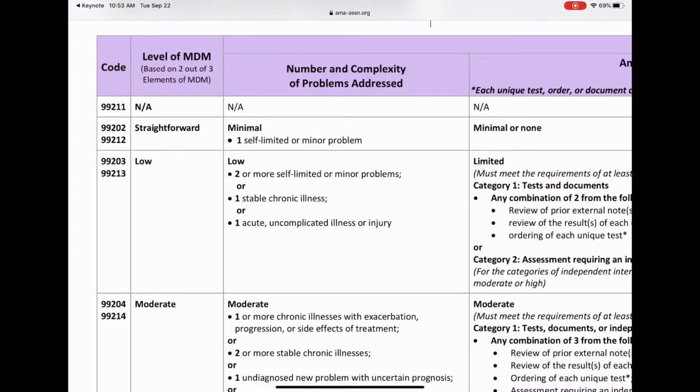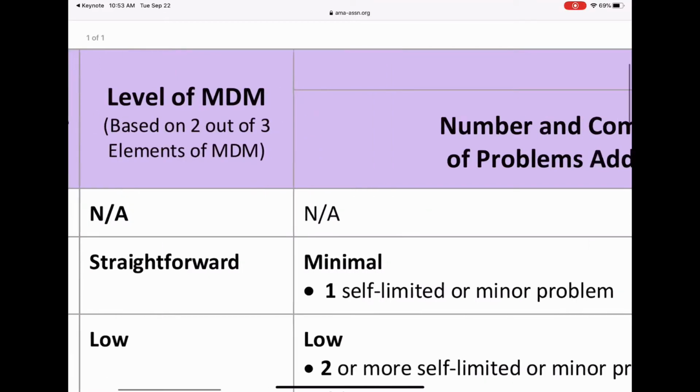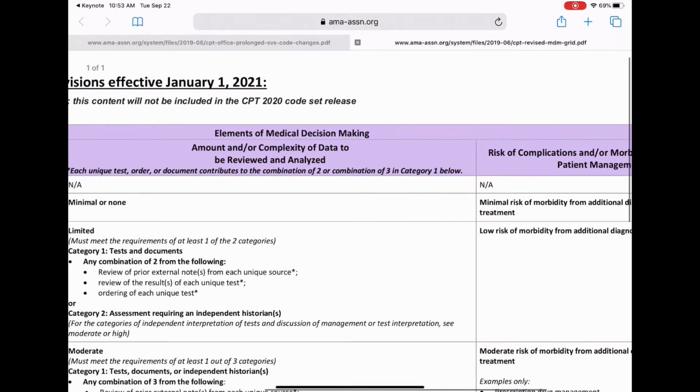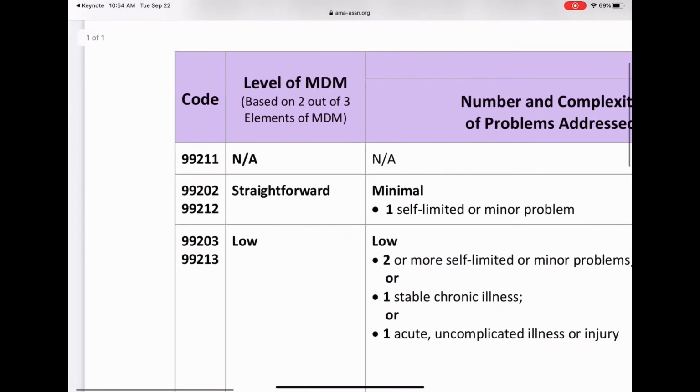Column 2 is your level of MDM, and I'm going to zoom in on that a little bit. Remember I told you these 3 columns are going to be important, the ones that are called elements, and here's why. If you read in the parentheses, it says the level of MDM is based on 2 out of 3 elements of the MDM. So this column is based on 2 out of 3 of these columns. Does that make sense? So the elements are columns 3, 4, and 5. Your level is going to be based on meeting 2 of 3 out of columns 3, 4, and 5.